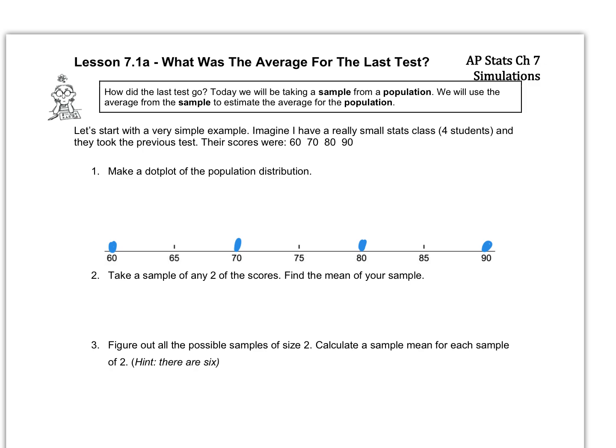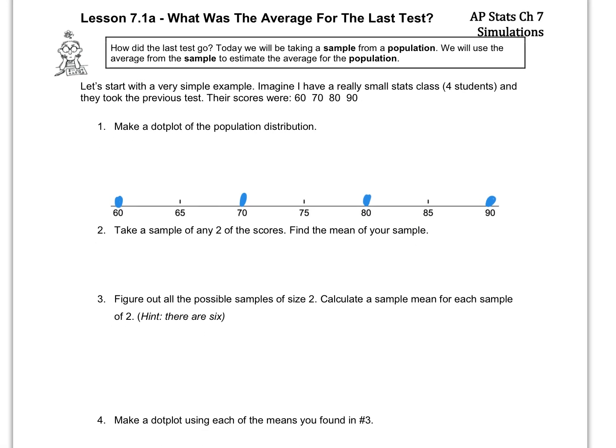Now, number 2 says take a sample of any 2 scores. Which 2 scores do you want to use as our sample? 70. Okay, I heard 70 and 80. So if we add those, the mean of the sample would be, what, 150 divided by 2? Or 75, right? When we take the mean from just a sample, a subset of the population, we use this symbol X bar.